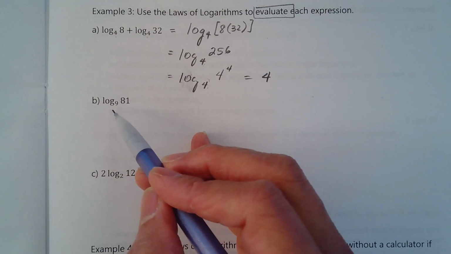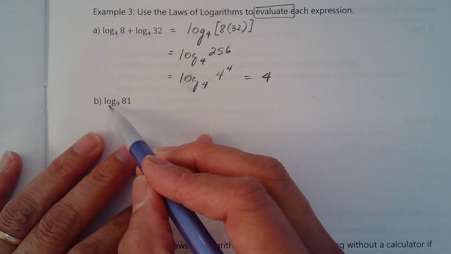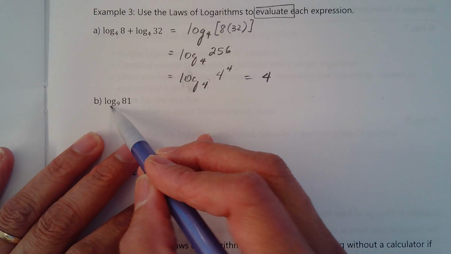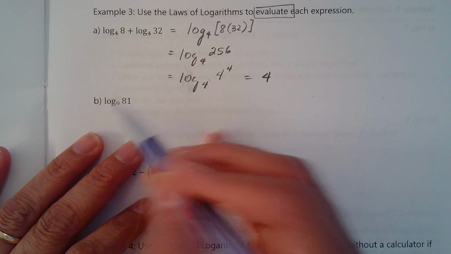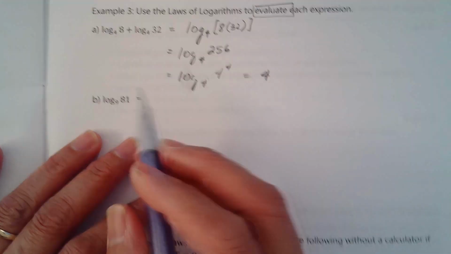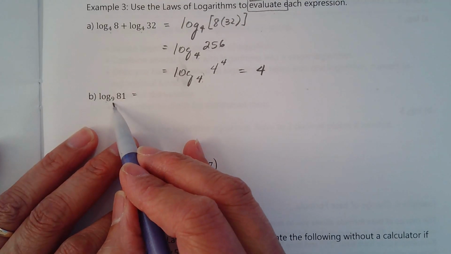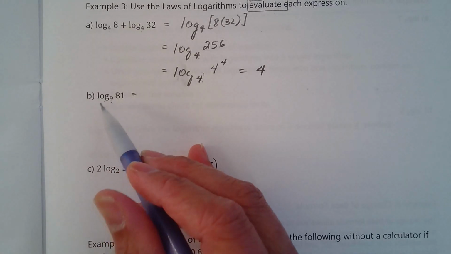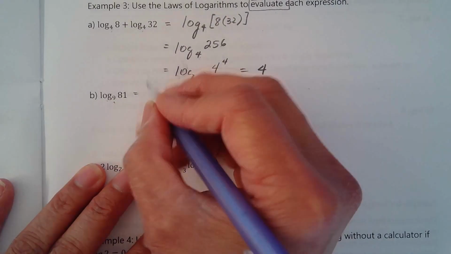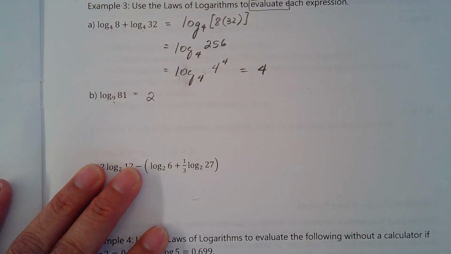Now, what about this one? Log of, oh, this one's easy. What exponent do I need 9 raised to get an 81? It becomes 2.